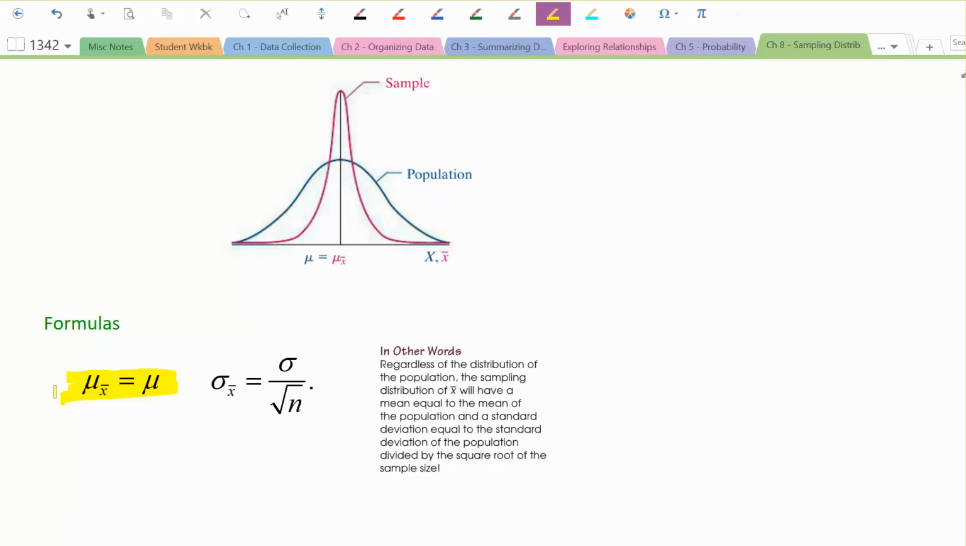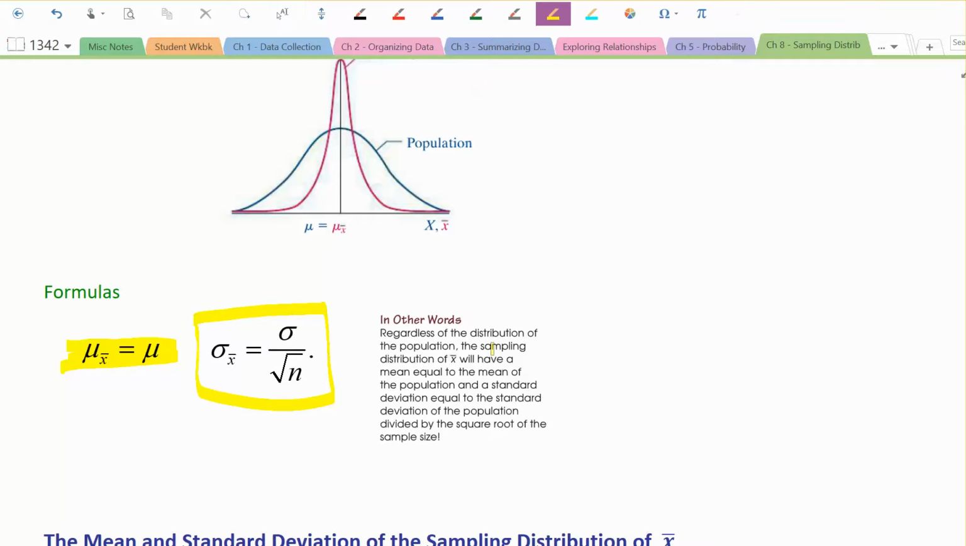x bar. The other thing that we know is that as the size of my sample increases, the standard deviation of the sample is going to decrease, which is why we get this high peak going on. So the formula that we're interested in has to do with the standard deviation of the sample, which is going to be the standard deviation of the population divided by the square root of the sample size. So in other words, regardless of the distribution of the population, the sampling distribution of x bar that we're looking at is going to have the same mean as the population, and the standard deviation is going to be given by this formula.